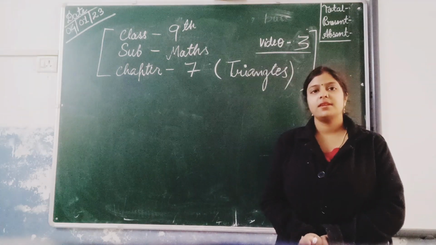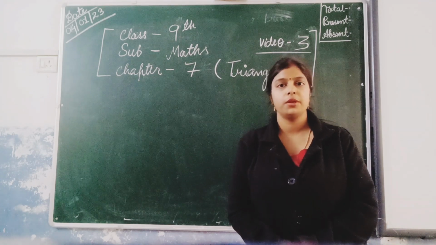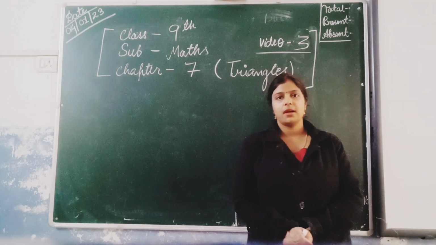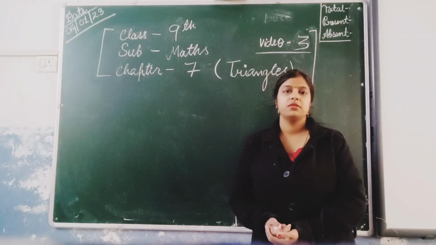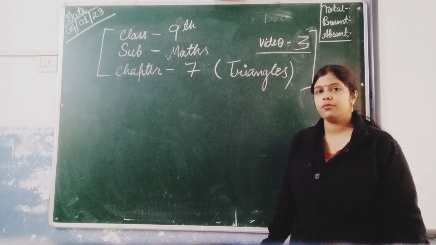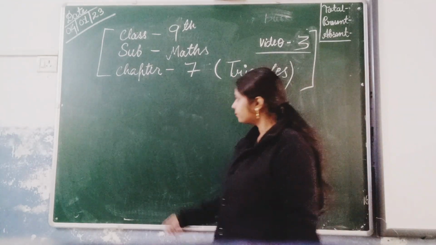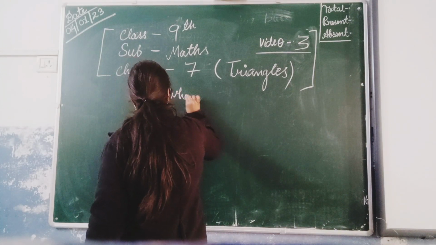So before yesterday we have completed chapter 5, revision of chapter 5, introduction to Euclid's geometry. And today we will start with a new chapter, that is triangles, chapter 7, revision of chapter 7, triangles. Okay, so let us discuss the summary of the complete chapter, what we will discuss in the complete chapter. So first we will discuss what are triangles.